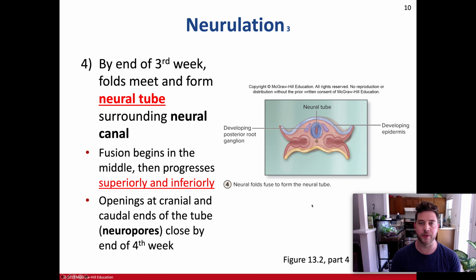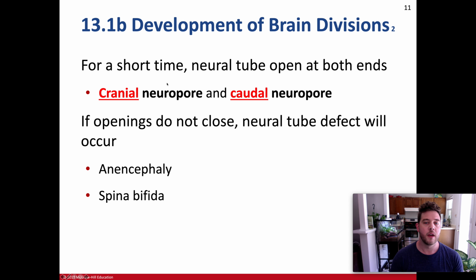So this is again how the central nervous system is going to be formed. This neural tube and the neural canal become the spinal cord and the spinal canal. There are defects, anencephaly and spina bifida, if those neuropores do not fully close. Your cranial and your caudal neuropores.